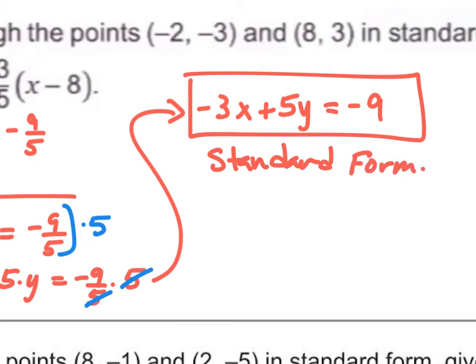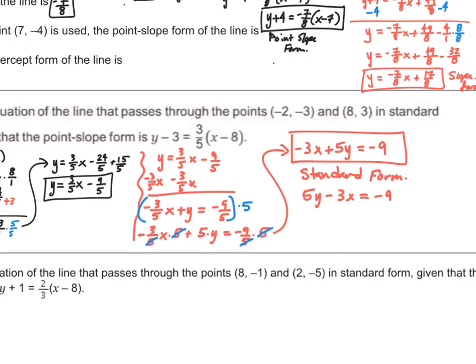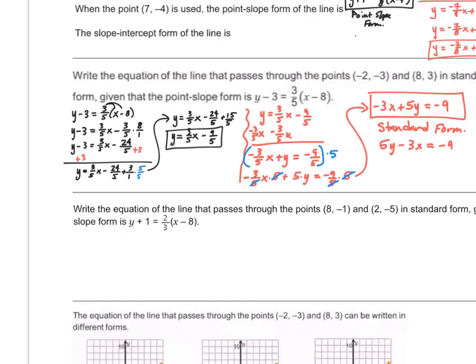Some books will say we should rewrite it as 5y minus 3x is equal to negative 9. It doesn't really matter, as long as you just have numbers out here instead of fractions, that's what we're looking for. All right, let's take a look at the last one, or last couple.